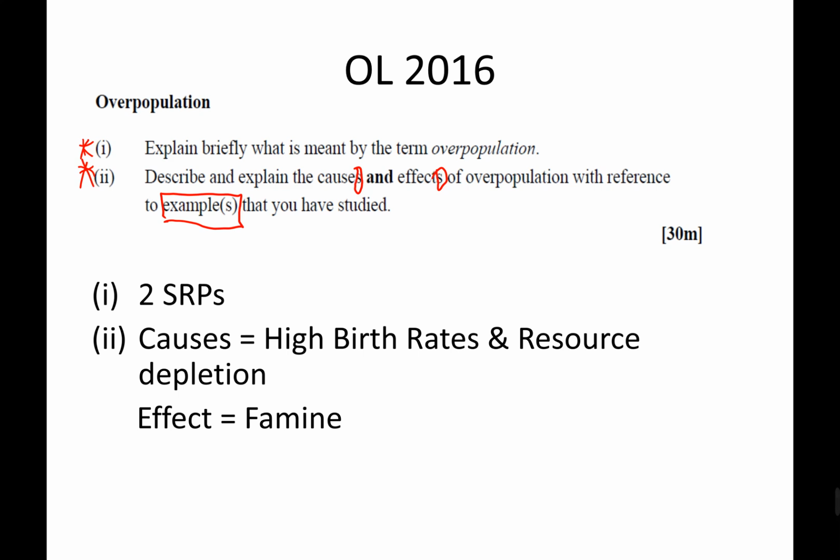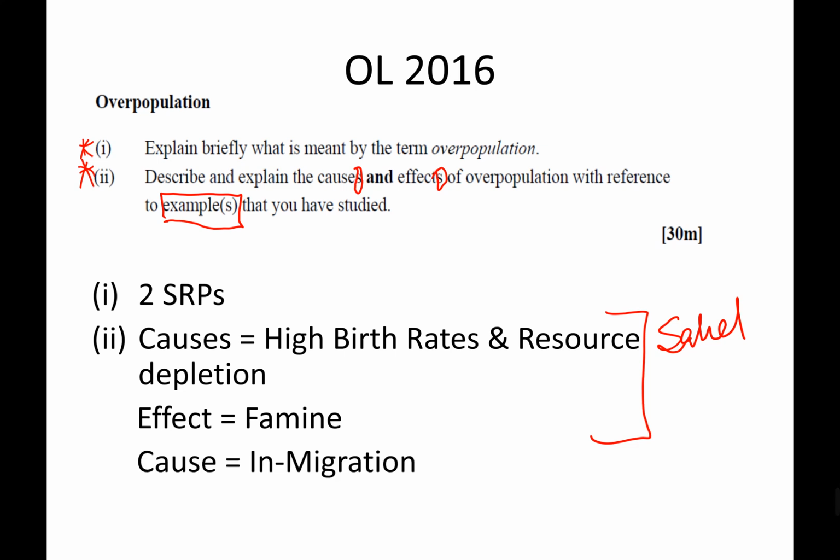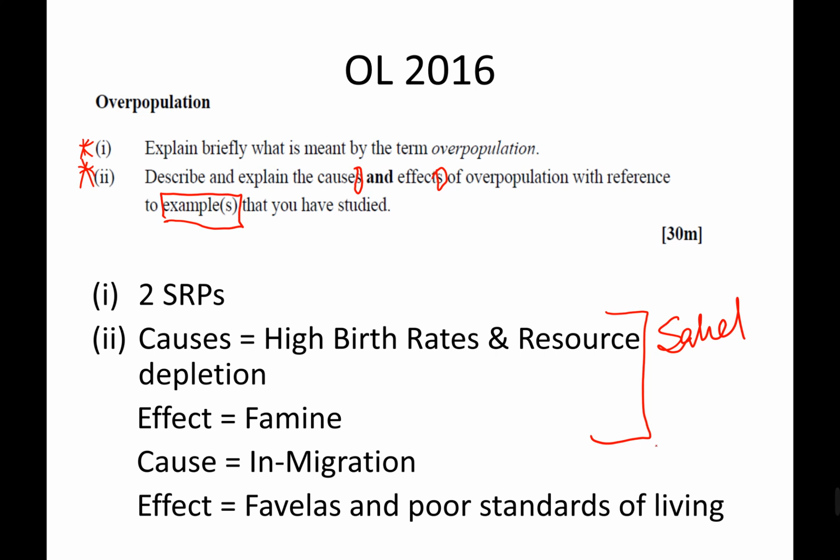So one cause, this is in the Sahel. To frame this question, you might say, one example I've studied, the Sahel. The causes of overpopulation are high birth rates and resource depletion. Explain that. And one effect there is famine. In another area I've studied, the cause is in-migration and the effect is favelas, and that is the Sao Paulo case study.